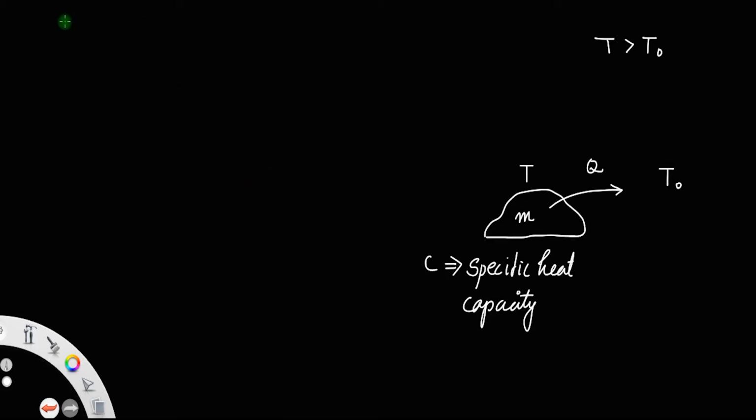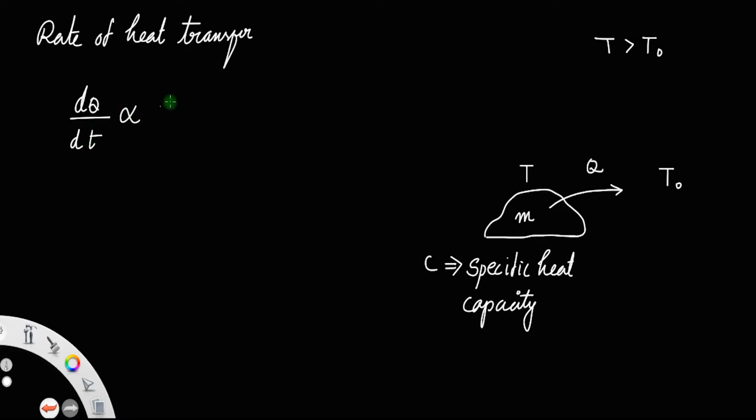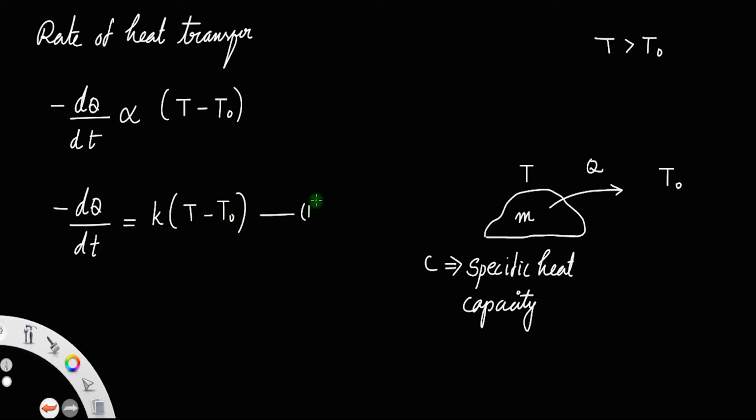Then from Newton's law of cooling, we have the rate of heat transfer, dQ by dt, proportional to the difference in temperature, T minus T0. Always remember, since the heat is lost, we have to put a minus sign. So minus dQ by dt, in order to remove the proportionality sign, you have to multiply it with a constant k times T minus T0. Let's call this equation number 1.